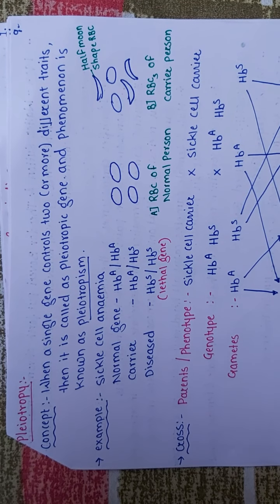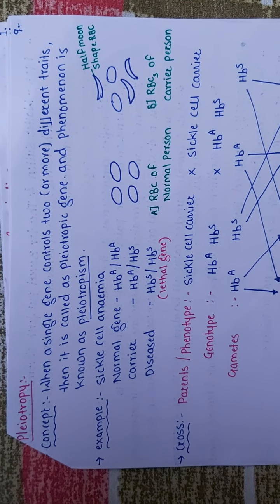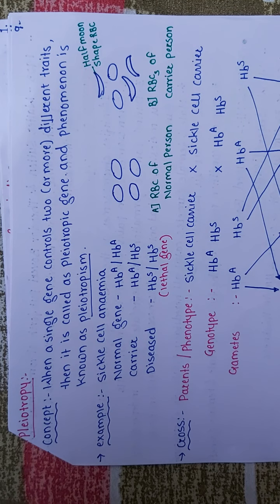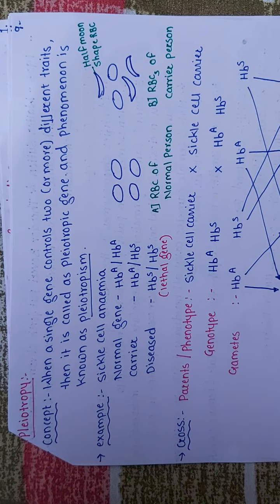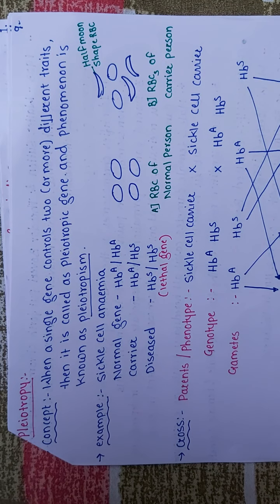Good morning, students. In the last lecture, we started the topic of deviation from Mendelian ratio from the third chapter, inheritance and variation. Deviation, also known as post-Mendelian genetics or neo-Mendelian genetics, observes different patterns of inheritance or gene interaction. There are two types of gene interaction: first is intragenic interaction and second is intergenic interaction.